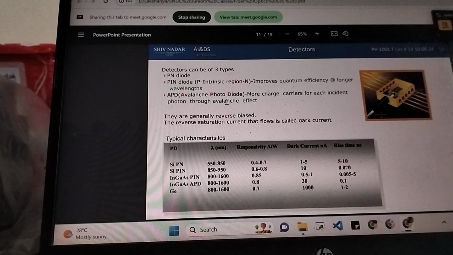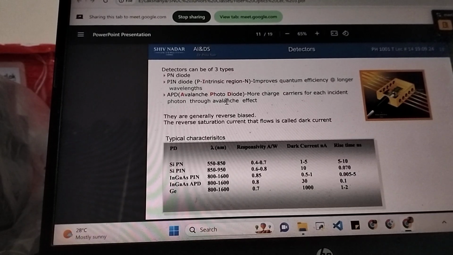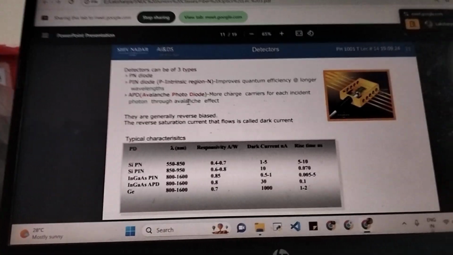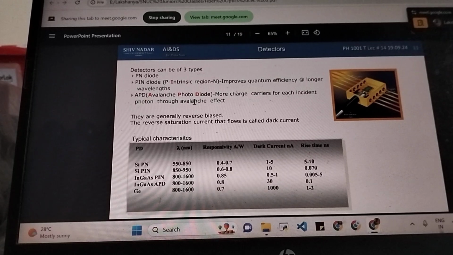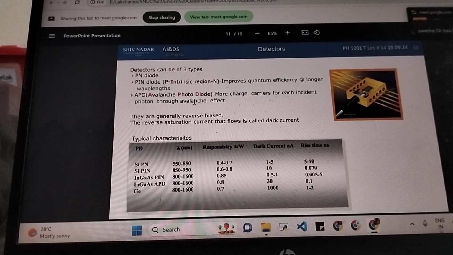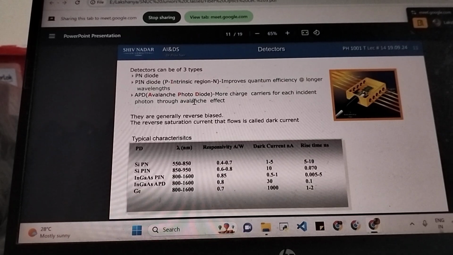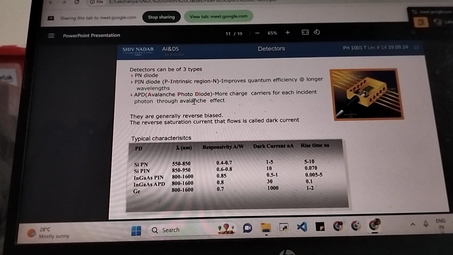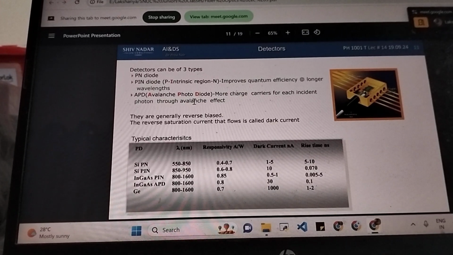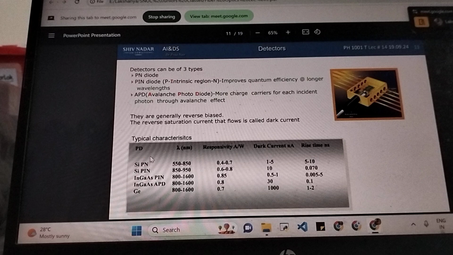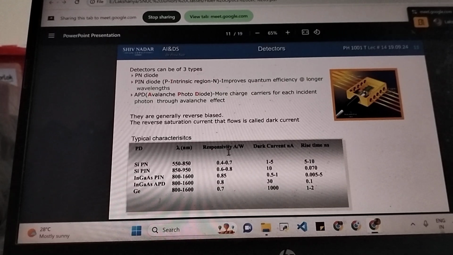So the idea of both PIN and APD is to increase the number of electron hole pairs you have, so that signals can be received in a better way. PIN does it by introducing an intrinsic region which sort of acts like a magnet. APD does it using the avalanche effect, where one electron combines with a hole, it gives out a lot of energy, and the other electrons sort of rub off that energy and they also combine with holes, and thus the process continues.